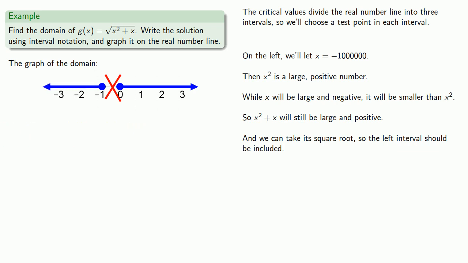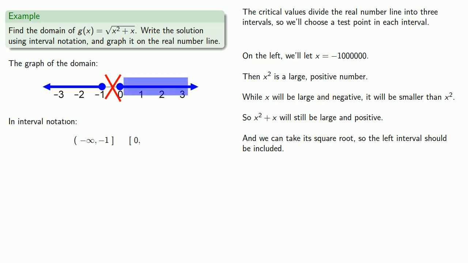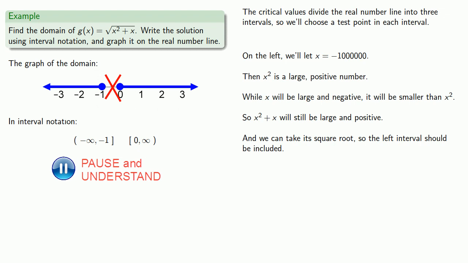And once we have the graph of the domain, we can write our domain in interval notation. Here on the left, we go from way, way left, that's minus infinity, all the way up to negative 1, which we include. We don't include the middle. And on the right, we start at 0 included and go way, way right, off to infinity. And since our domain consists of both intervals, we'll combine these two with a union symbol.